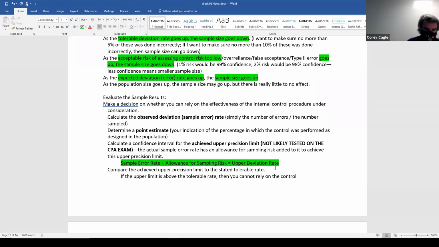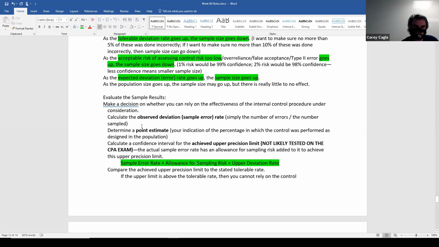I don't feel like the book did it as well as they could have. But the notes I took from the book were just these. I don't like a lot of this. So, you're making a decision according to their notes on whether you can rely on the effectiveness of the internal control that you're looking at. You'll calculate your deviation rate.